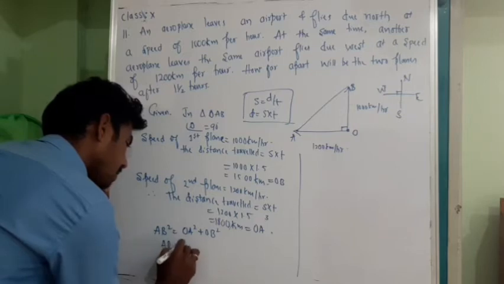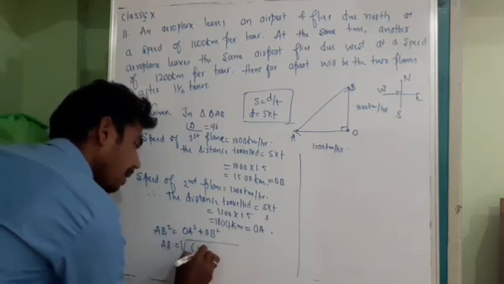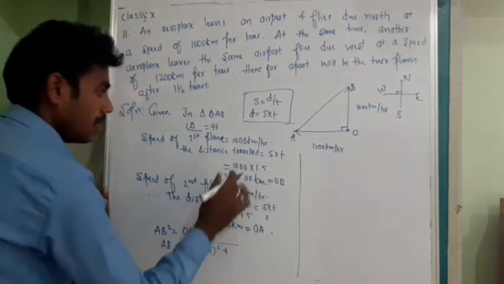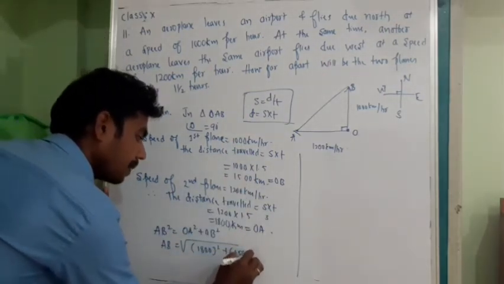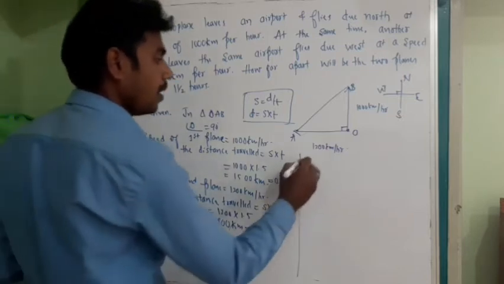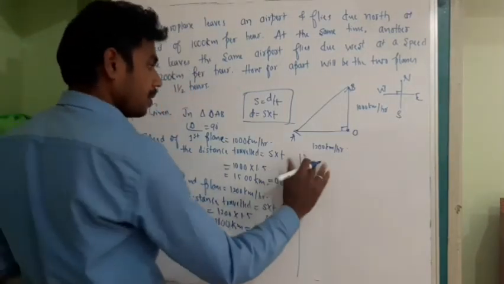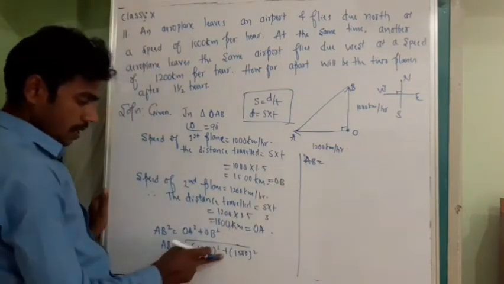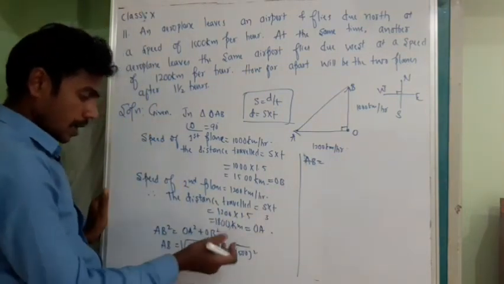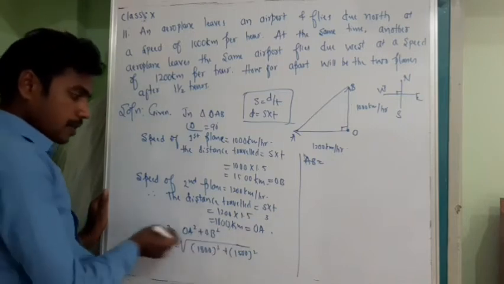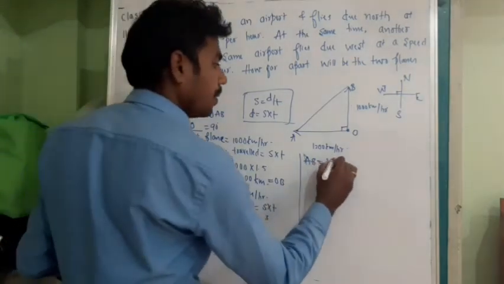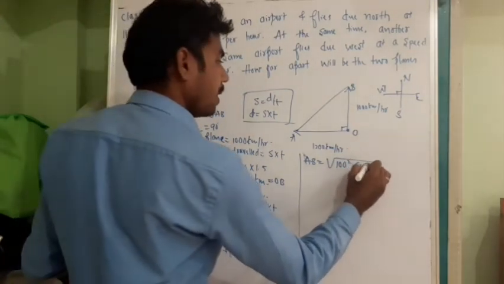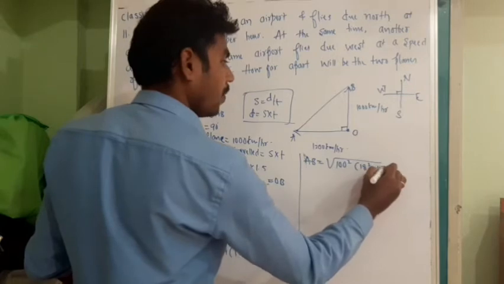AB, keep it as it is. Root of 1800 square plus OB is nothing but 1500 square. So what we'll do, I'll continue here. AB is equal to, so what is common here? 100 is common. So 100 square I'll take out. 100 square is common. What are we left with? 18 square plus 15 square.